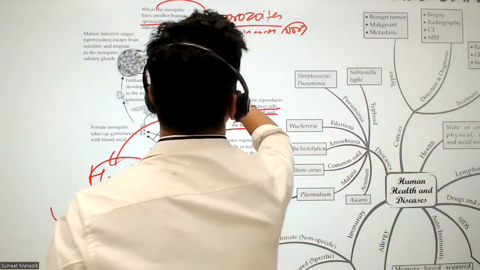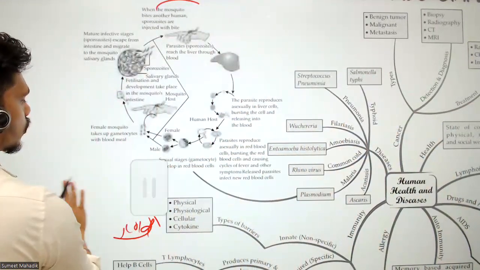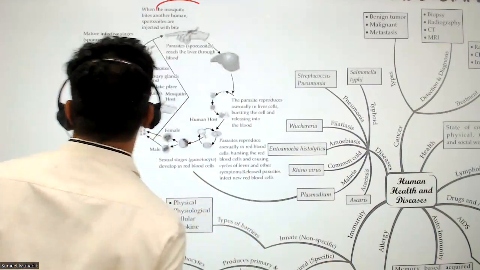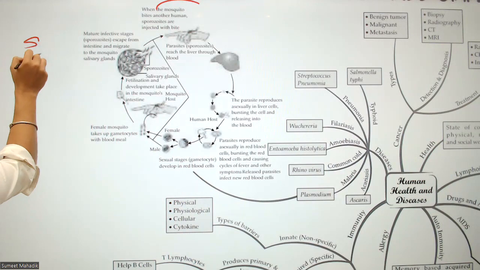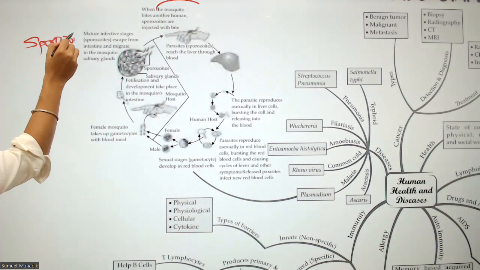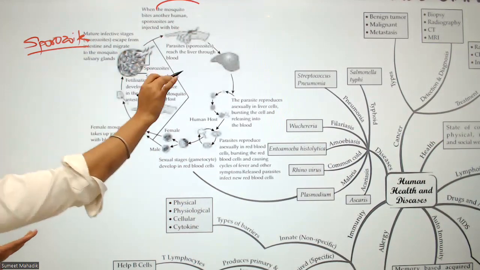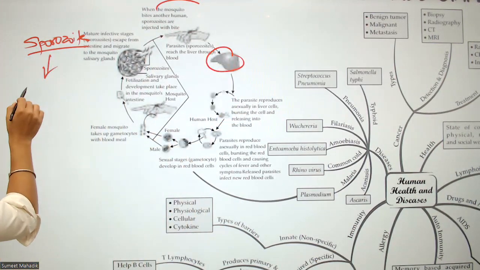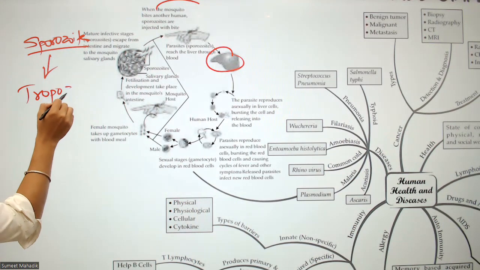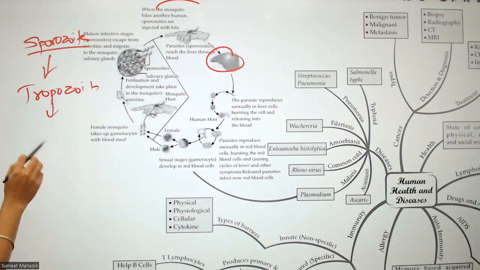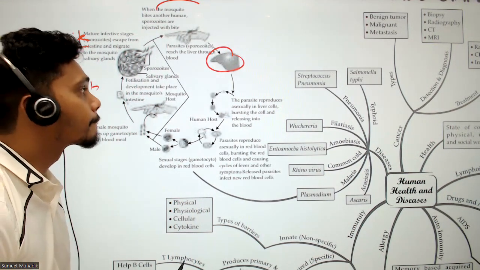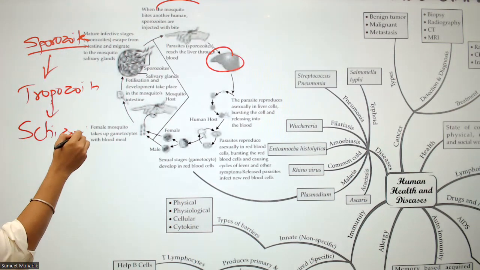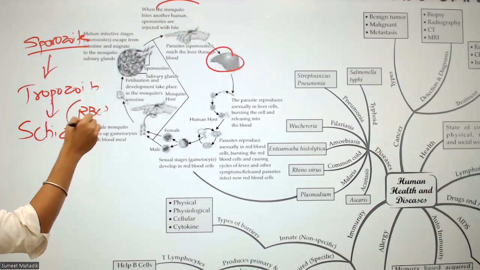Okay, see again, I'm going to tell you about sporozoites. One second. So what is happening here? Sporozoites are coming into the picture. They go into the liver, and now the sporozoites form trophozoites. Trophozoites are going to form what? Any idea? Schizont. Schizonts are formed in the RBC, and the RBC undergoes rupture.